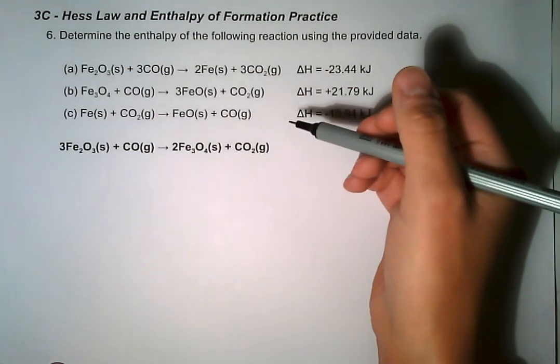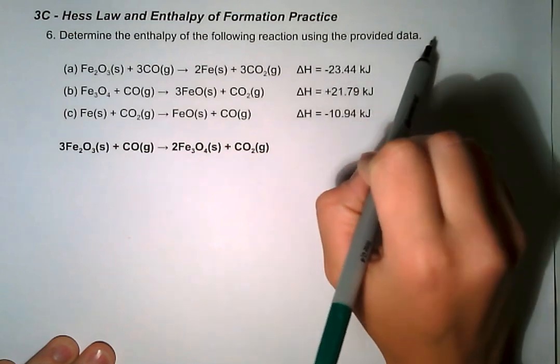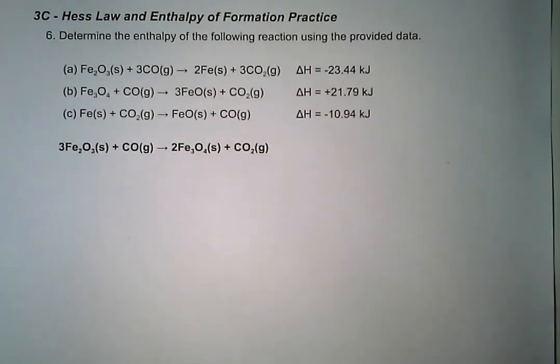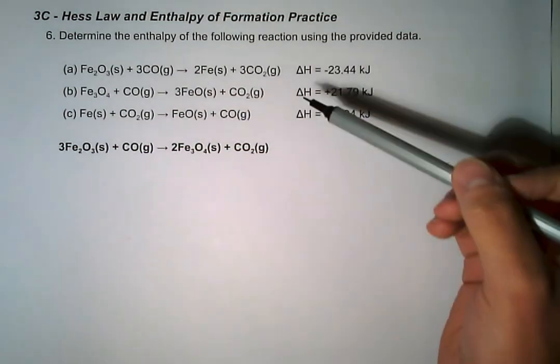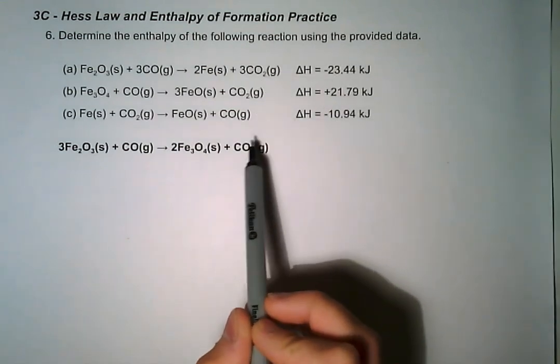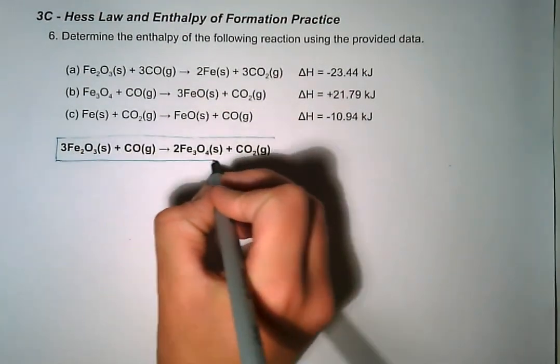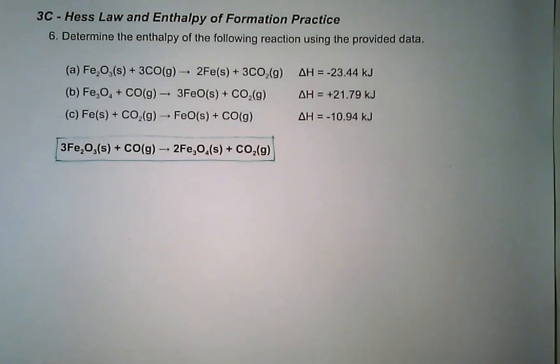In this problem, number 6, we are going to determine the enthalpy of the following reaction using the provided data. So once again, this is a Hess's law problem. We have several reactions with given enthalpy values, and we're working to find the enthalpy of our target reaction, which is right down here.